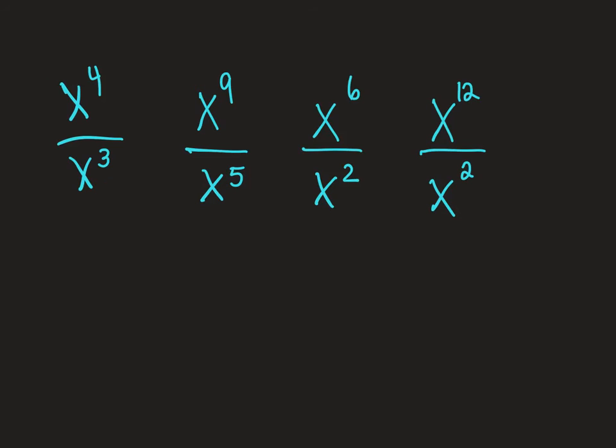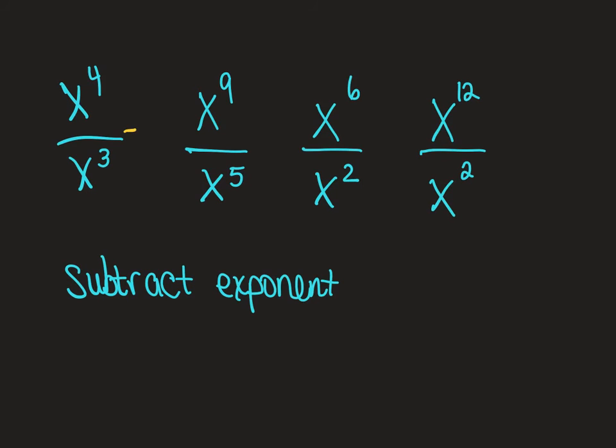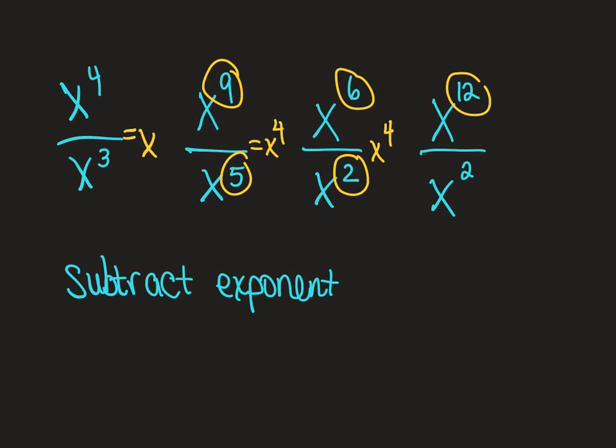Our last lesson, you also learned the trick here was to subtract the exponents. When the base is the same, then we subtract the exponents. So let's try each one of these out. 4 minus 3 is 1, so x to the first power. 9 minus 5 is 4, x to the fourth power. 6 minus 2 is 4, x to the fourth power. 12 minus 2 is 10, x to the 10th power.